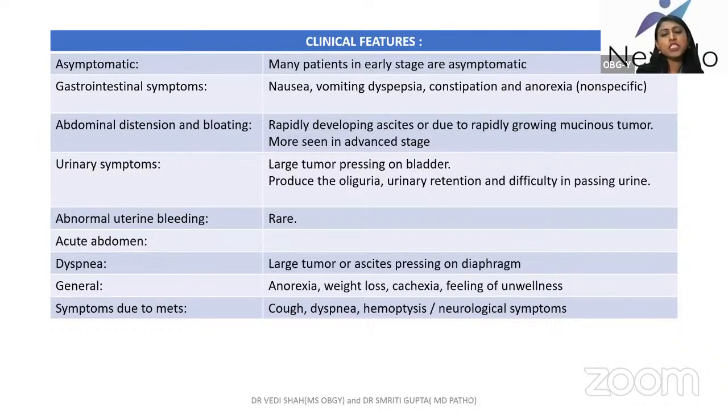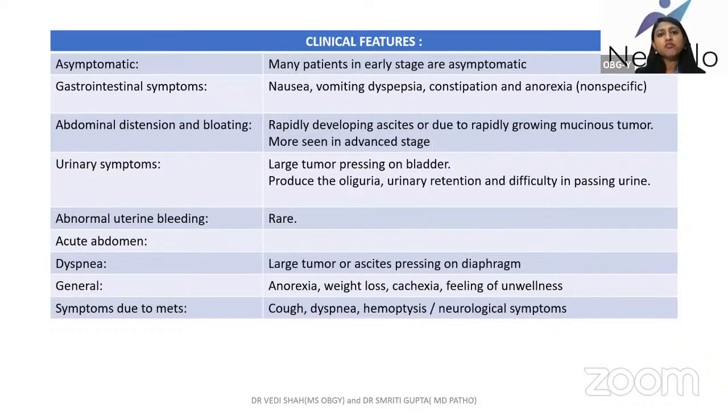But the patient comes to a gynecologist for these particular complaints at a very late stage. Next, the patient might also have abdominal distension or bloating, and this may be because of either the rapid enlargement of the tumor, which is seen in the mucinous cystadenocarcinoma, or it could be because of the development of the ascites. And sometimes the patient also presents with tense ascites.